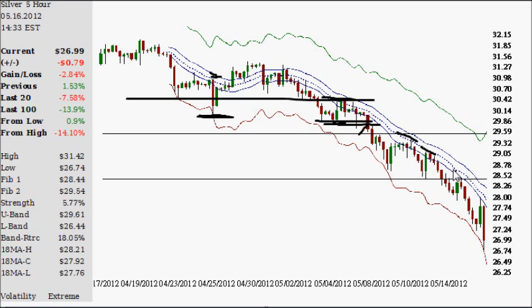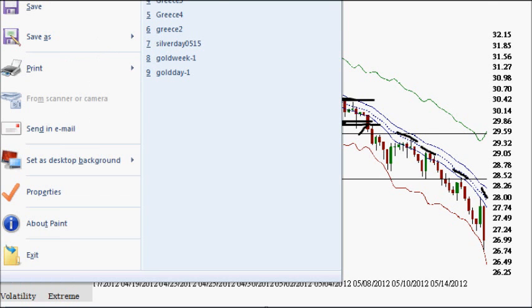This 18-period average has been in a resistance field for quite some time. So that'll be the silver analysis.